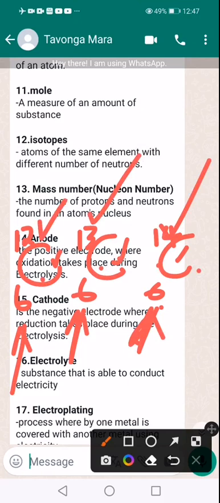How are you going to get the neutron number? You're going to say mass number minus proton number, then you get the neutron number. For example, upper, we have 6. This one minus this one, you get 7. This one minus this one, you get what? 8. That's it.